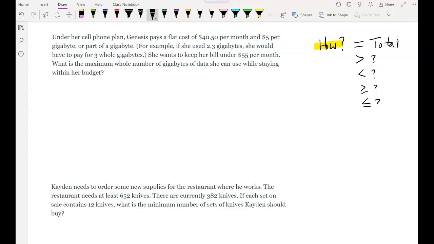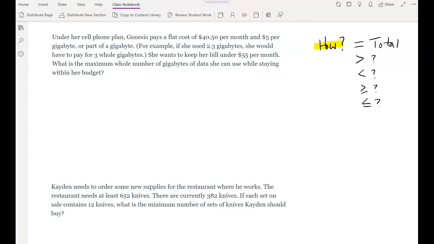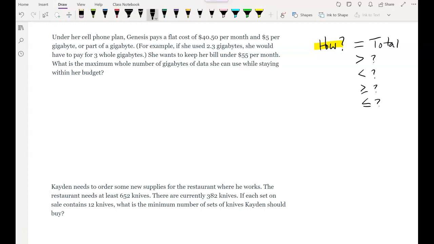It says, under her cell phone plan, Genesis pays a flat cost of $40.50 per month and $5 per gigabyte or part of a gigabyte. For example, if she uses 2.3 gigabytes, she'd have to pay for 3 whole gigabytes. Now, she wants to keep her bill under $55 per month. What is the maximum whole number of gigabytes of data she can use while staying within her budget?